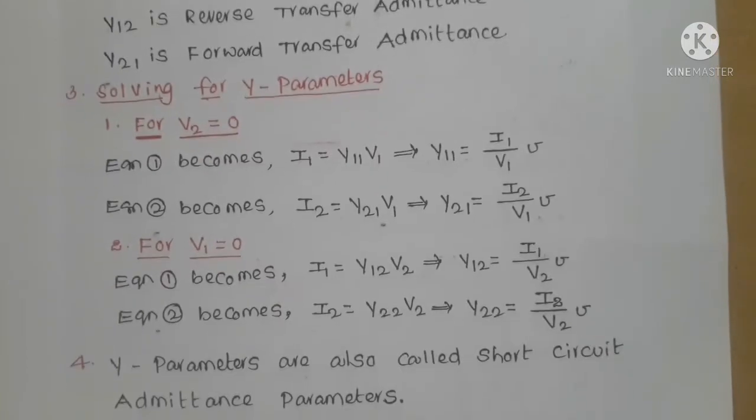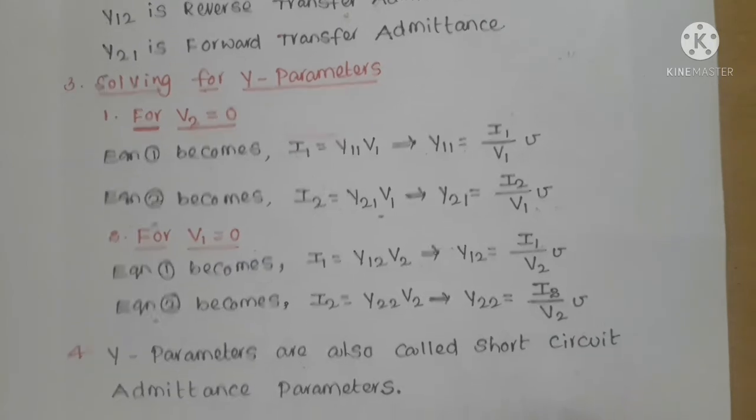Similarly if you make V1 equal to 0, for V1 equal to 0, equation 1 becomes I1 equal to Y12 V2. So from that Y12 equal to I1 by V2 mho. Equation 2 becomes I2 equal to Y22 V2. From that Y22 equal to I2 by V2 mho.